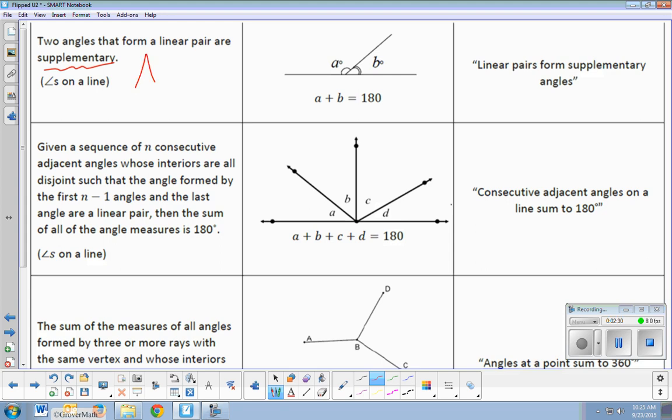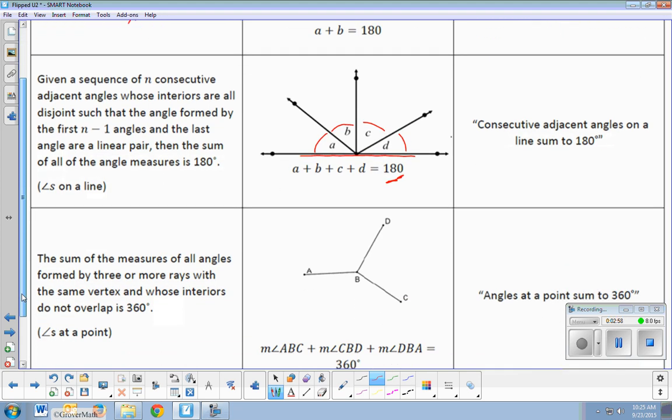That is very important. Now, what if you have multiple angles forming a straight line? This angle, angle A, plus B, plus C, plus D, all together form a straight line. That's not called supplementary. Only two angles can be considered supplementary when they form a linear pair. Multiple angles are not supplementary, but they do add to 180. We just don't use the word supplementary, but they still add to 180 degrees.